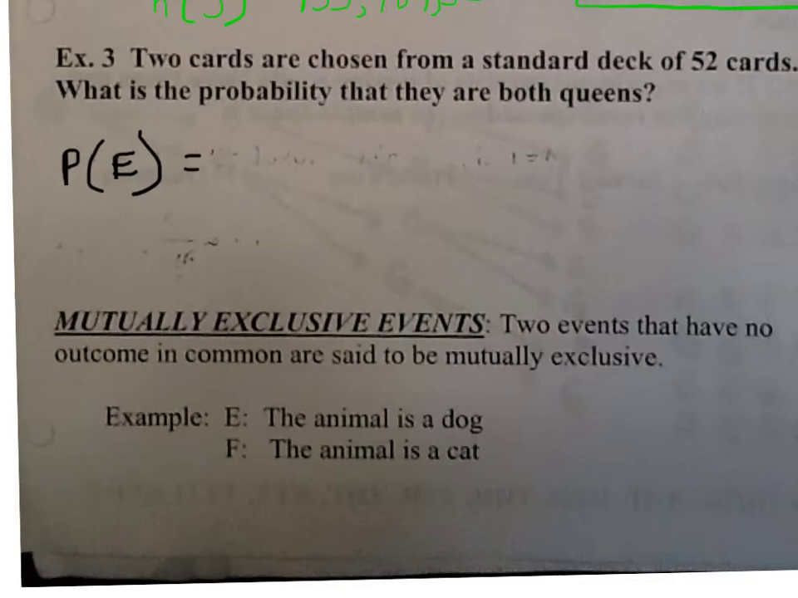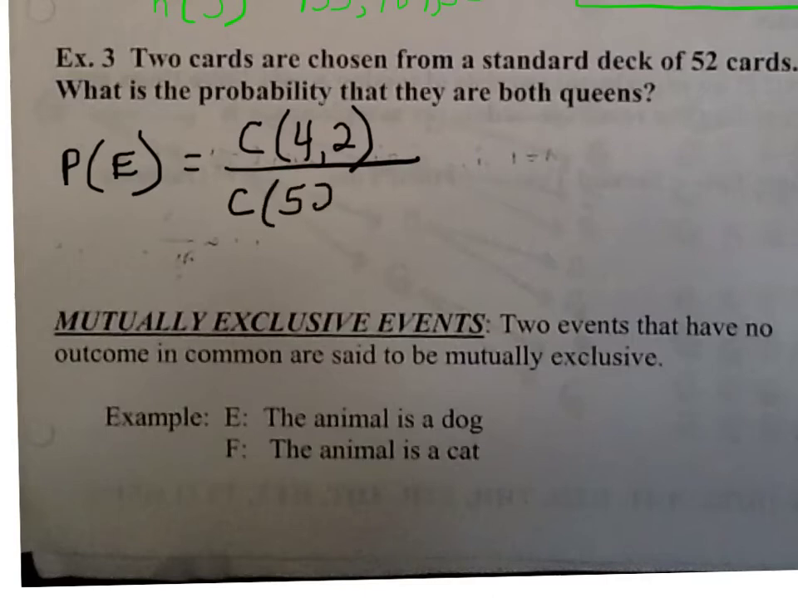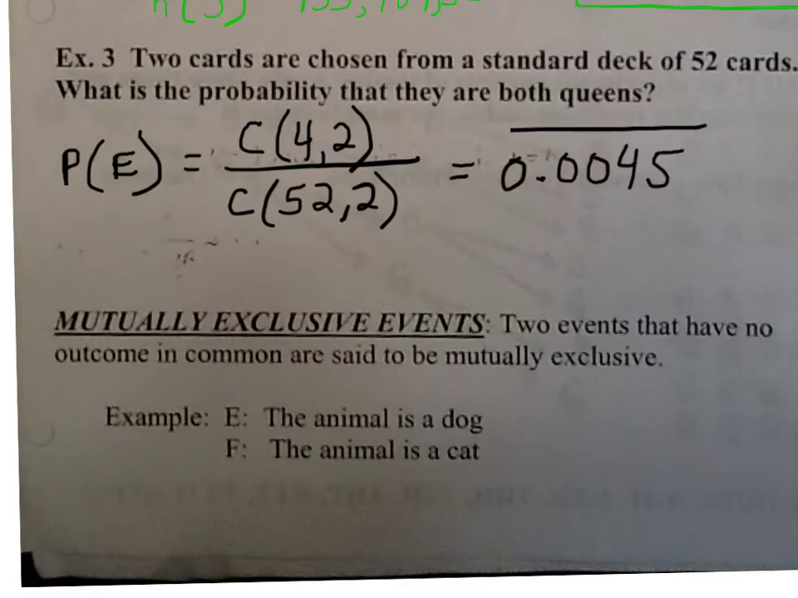So on the top, I'm going to have a combination: 4 queens in the deck, I want to choose 2 of those 4, over the entire 52 card deck, choose 2 of them. Okay, so if you want to crank all that out in the calculator, here's my decimal form. Again, pretty small probability of that happening.